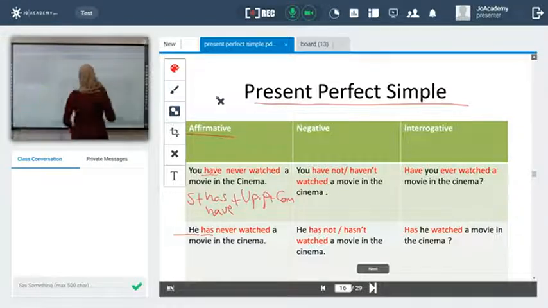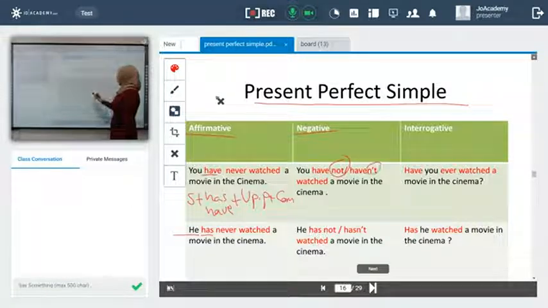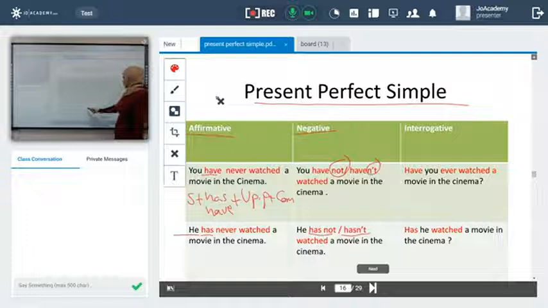Now, what about the negative form? In the negative form, we use the same form, but we add not. Or we can make it a short form, haven't. So the sentence would be, you have not or you haven't watched a movie in the cinema. What about the third person singular pronouns and the singular nouns? We use has not or hasn't. So he has not or he hasn't watched a movie in the cinema.